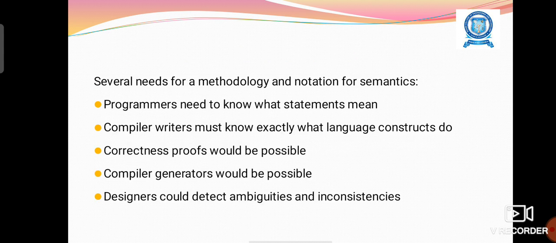Several needs for a methodology and notation for semantics. Programmers need to know what statements mean. Compiler writers must know exactly what language constructs do. Correctness proofs would be possible. Compiler generators would be possible. Designers could detect ambiguities and inconsistencies. So, there is a need of understanding the semantics in programming languages.